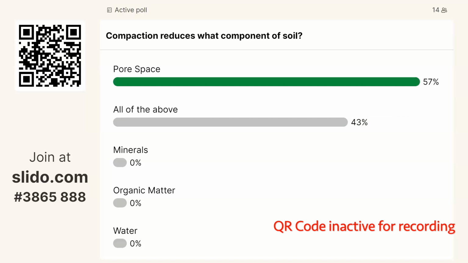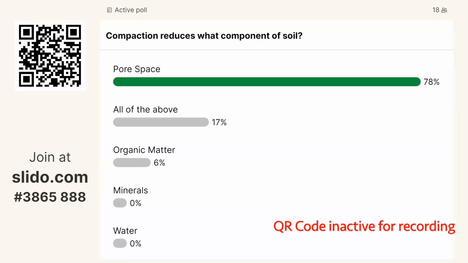So the correct answer is pore space. We can't reduce the solids. I mean, maybe bulk density, but we can't really. So you keep going to pore space there. There you go. We can't reduce the solids. I can't compress a piece of granite or a piece of quartz. I can't compress it any. I can't really compress the organic matter, the minerals.